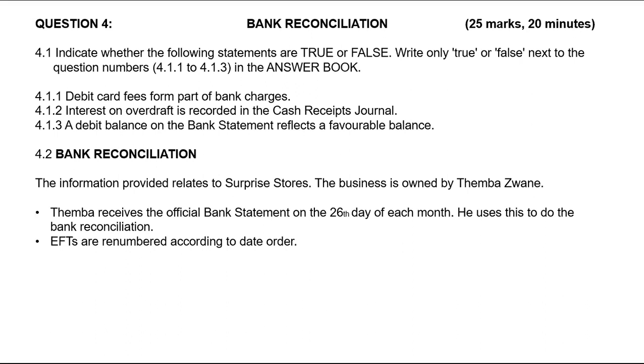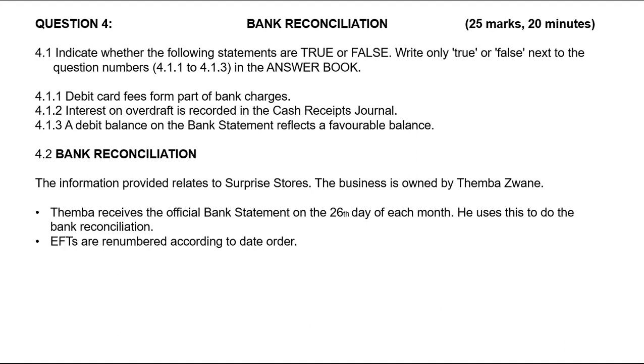A debit balance on the bank statement reflects a favorable balance. Please note that to us, the bank is an asset. When we put money into the bank, we debit bank. When we take money from our bank account, we credit bank. To us, the bank is an asset. But to the bank, we are a liability. When we deposit money to them, they credit our account. When we take money out of our account, they debit our account.